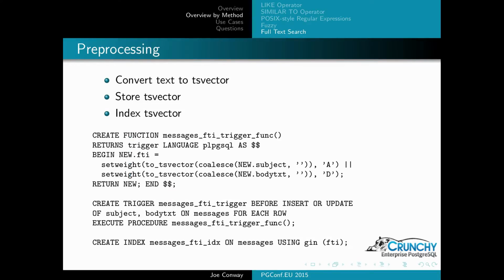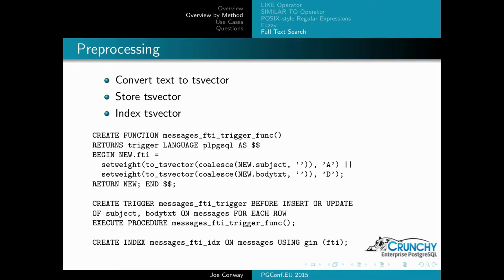When you use full text search, you typically want to do pre-processing on the strings that you're searching on. So the way that works is you convert the text into what's called a TS vector. It's a special data type. You store that TS vector in a column, and then you build an index on that TS vector column.